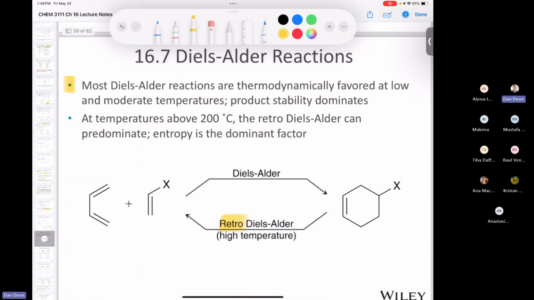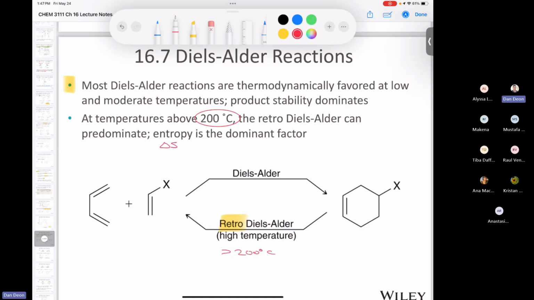However, if you jack the temperature above 200 degrees Celsius, so if you go greater than 200 degrees Celsius, then it goes backwards and you get the retro Diels-Alder, because entropy, if you remember delta S, becomes the predominant factor instead of your delta H.